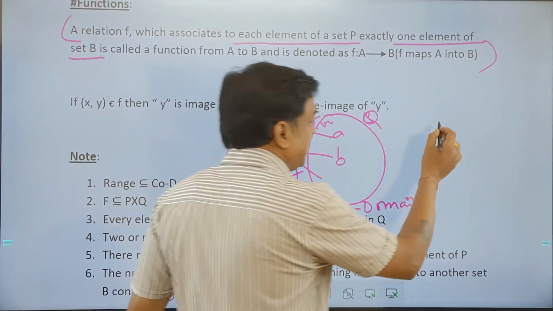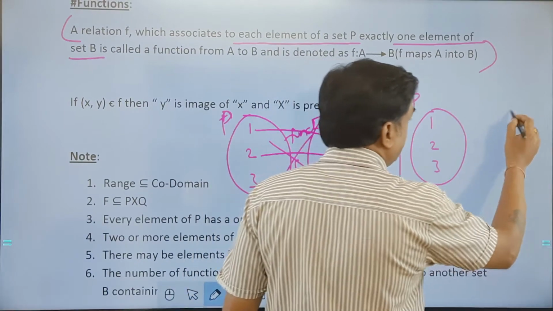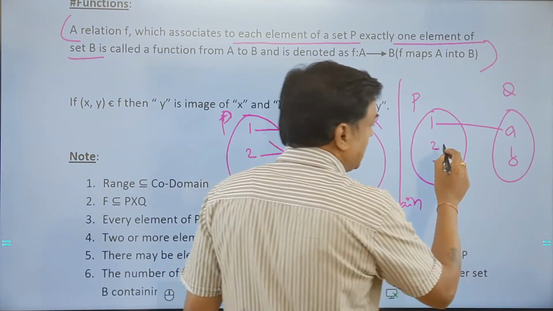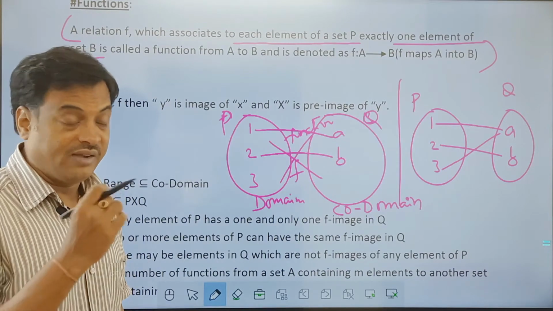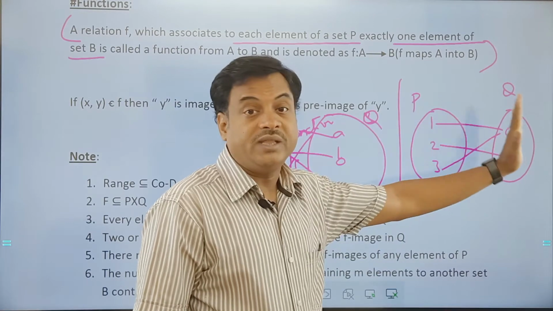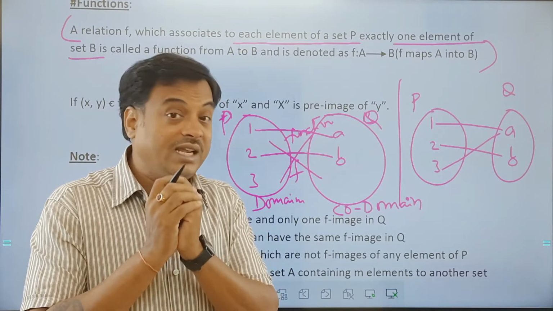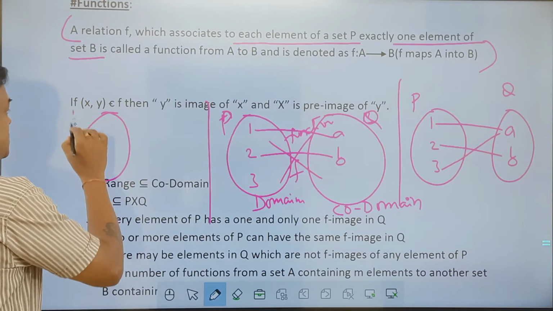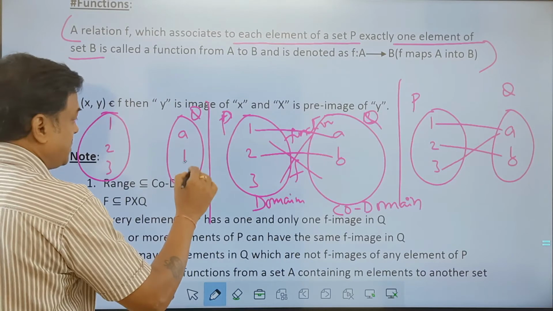Now taking another example very quickly. If I take 1, 2, 3, this is set P and we have a set Q with A and B. 1 is associated with A, 2 is associated with B, 3 is associated with A. Now the definition says that every element of P must be associated with elements of Q, and exactly one element also. It should associate with exactly one element.